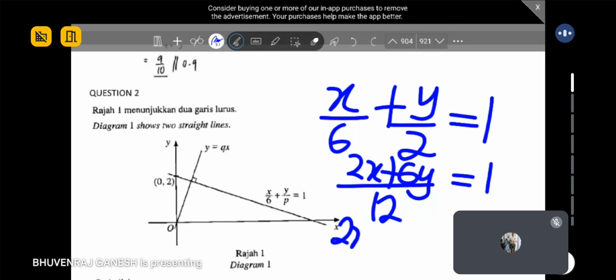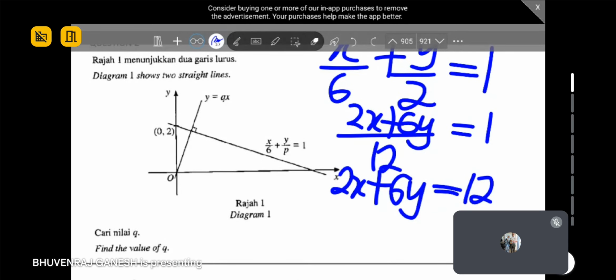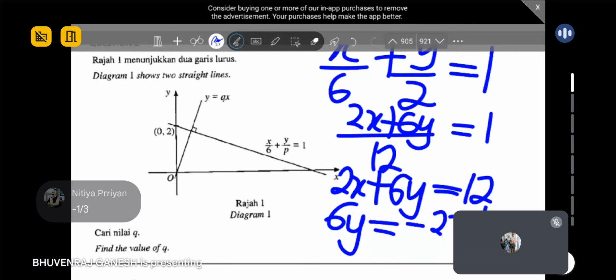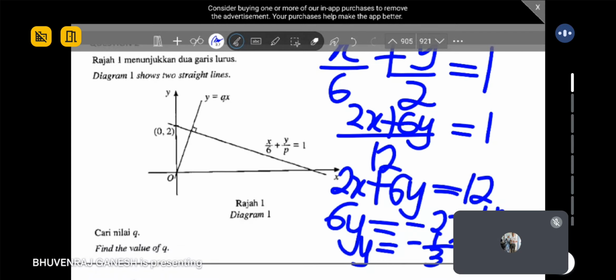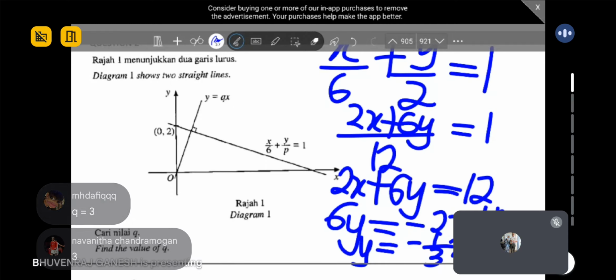Okay, so you just try to find the gradient. Cari kecerunan. So guys, may I know, what is the gradient of this line? Anyone? Apa kecerunan garis ni? Directly, bagi jawapan. Yes. Okay, the answer is negative 1 over 3, correct? Okay, so you will have something like this. Okay, permudahkan, kamu akan dapat persamaan macam ni. Okay, this is your equation now, guys. Y equal to negative 1 over 3x plus 12. Very good, Afiq. Sangat bagus.